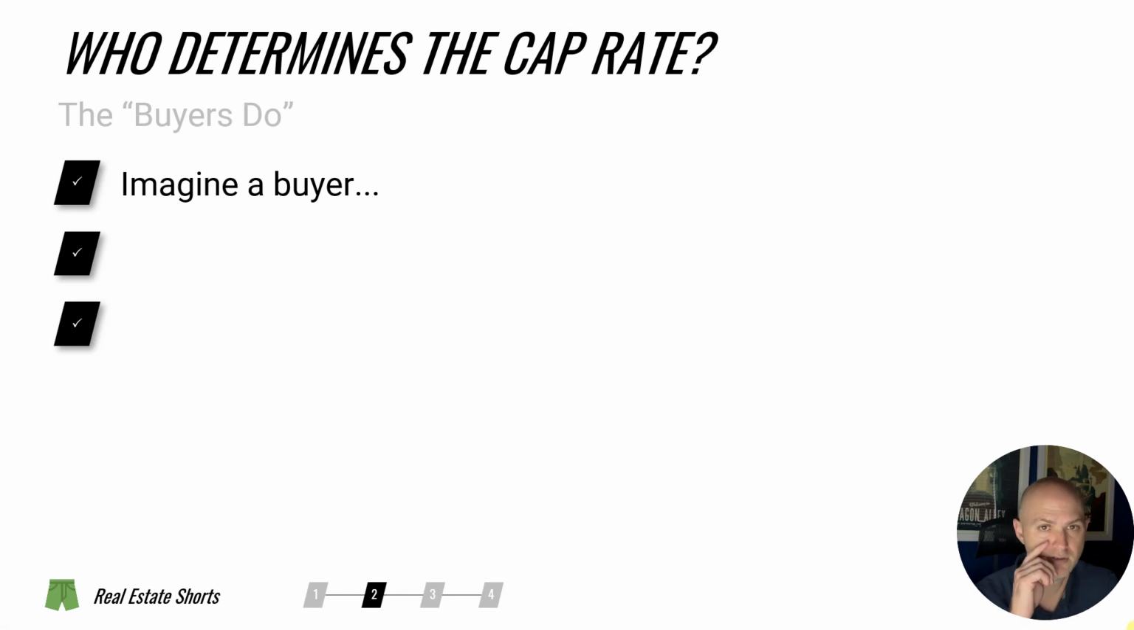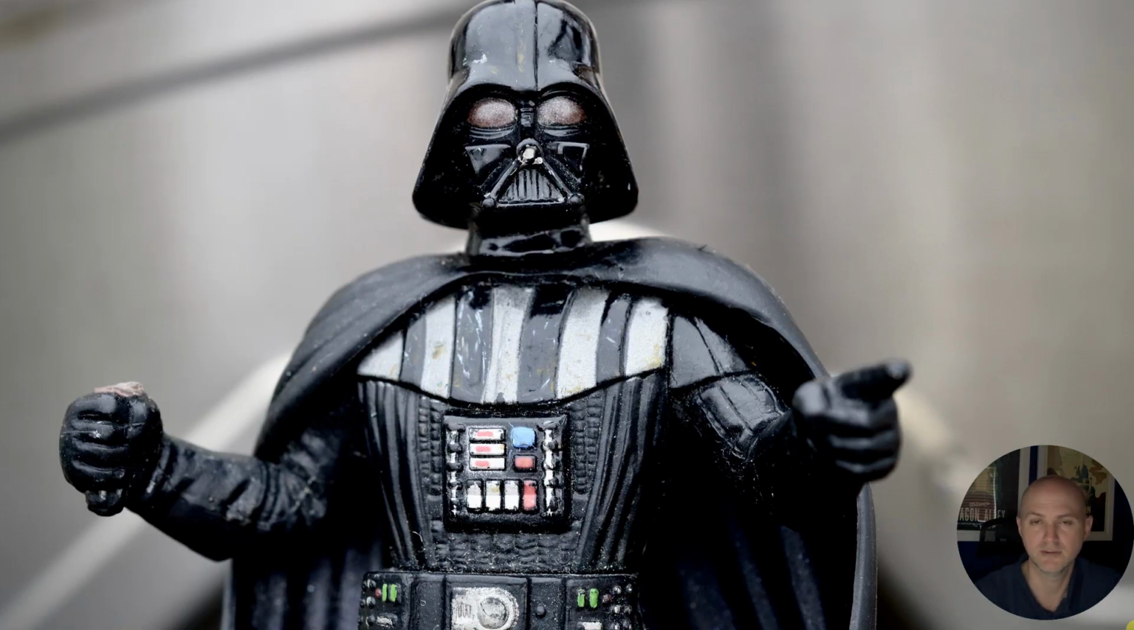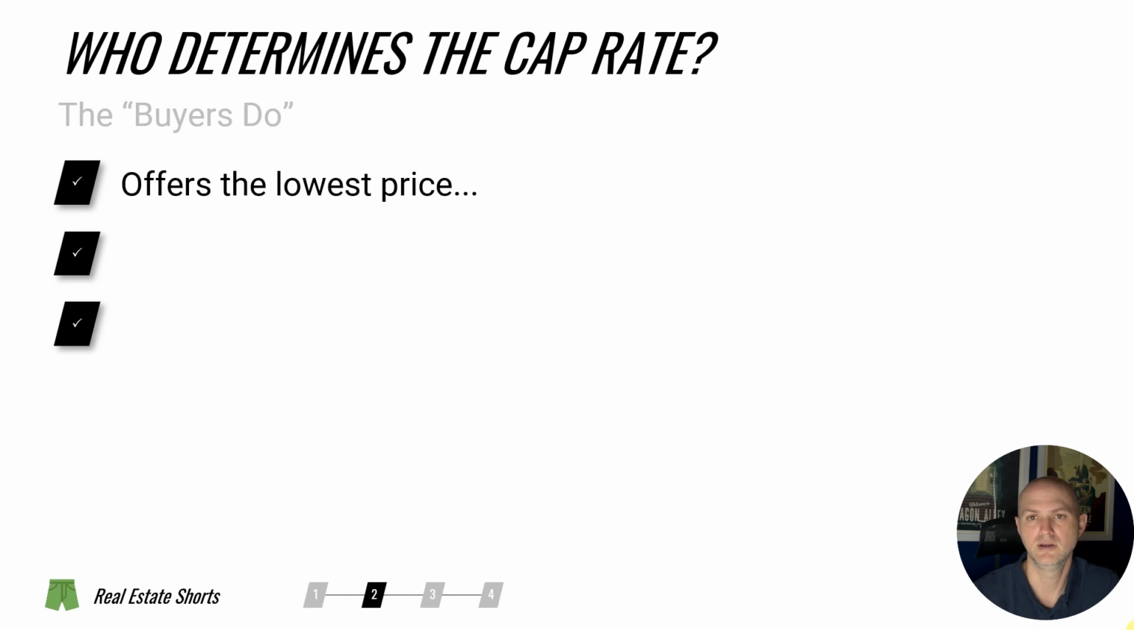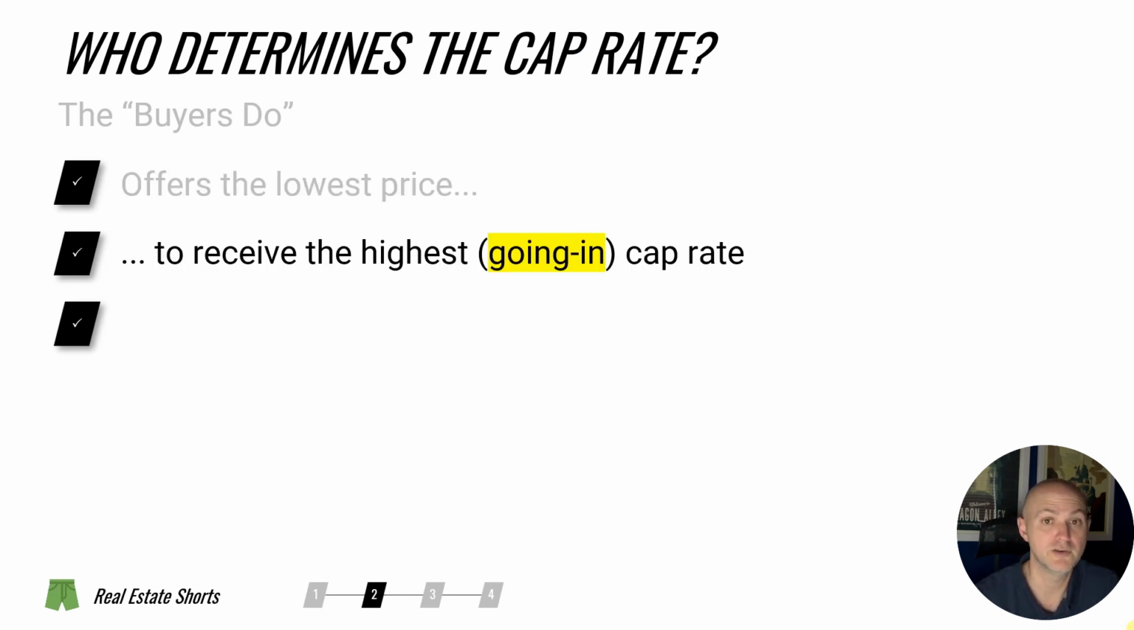So next is the buyer does. If the buyer is the one that sets it, let's look at it from their perspective. Imagine you have a buyer, like this guy. That buyer wants to maximize value. That buyer wants to maximize their investment. They want to earn as big of a yield as possible. The best way to do that is to offer the lowest price. Offering the lowest price means that they are earning the highest cap rate.